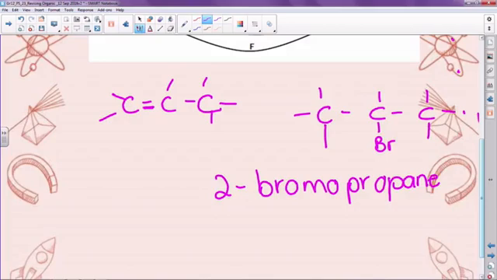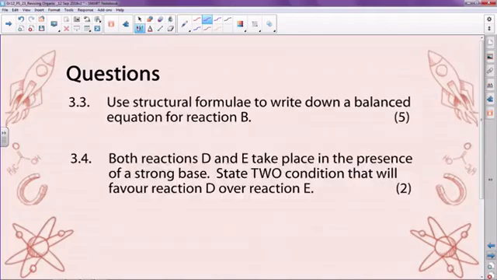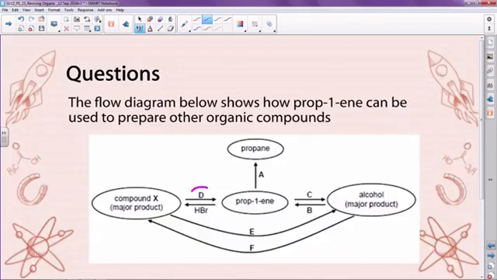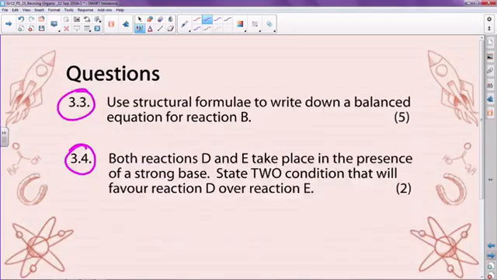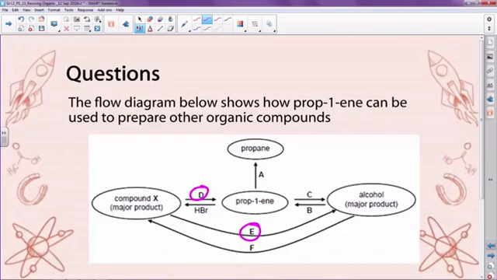Now we're sort of running out of time. There are a couple of extra things here that we need to look at. I'm not going to worry about 3.3. What I'm more worried about, just quickly, is 3.4. It tells you both reactions, D and E, take place in the presence of a strong base, because D is elimination and E substitution. How do you tell the difference between them? Strong base is very important, but how do we get that we'll favor D? D is the elimination reaction.